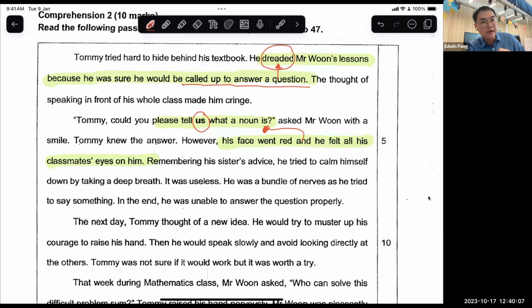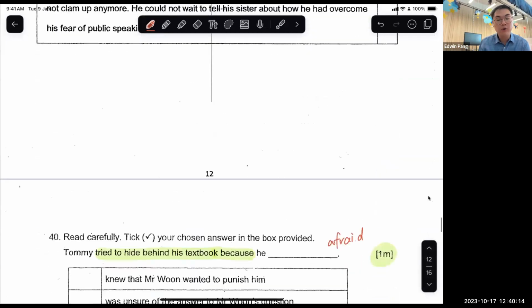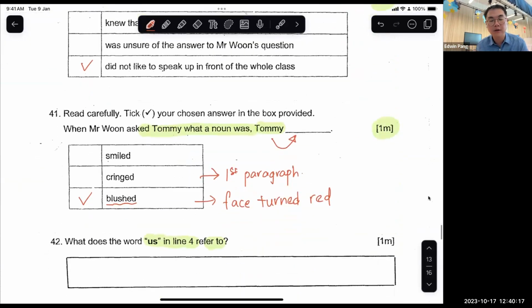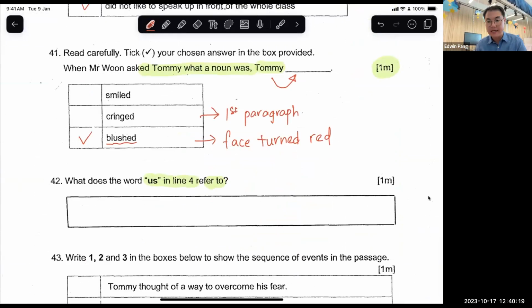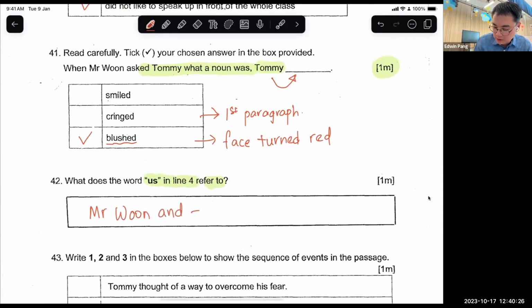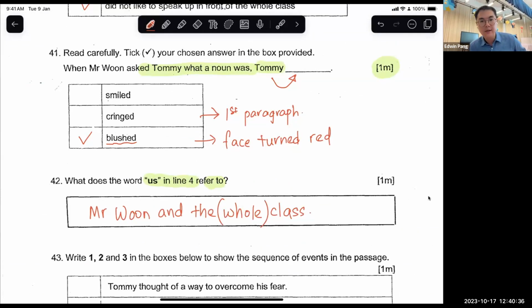You cannot just say the class, right? You must say Mr. Woon and the whole class. Okay? So you have to write that, huh? Okay, but I will accept class. If you didn't write the word whole, I will still accept it. Okay? But the ideal answer would be Mr. Woon and the whole class. Okay? But of course, the word whole is optional. If you just wrote class, I will accept it. You must have Mr. Woon though. Mr. Woon is compulsory.